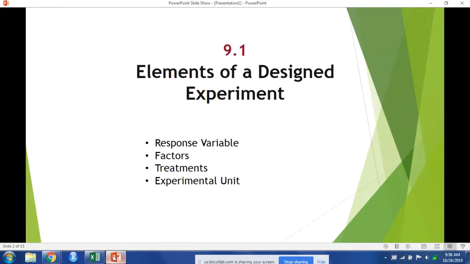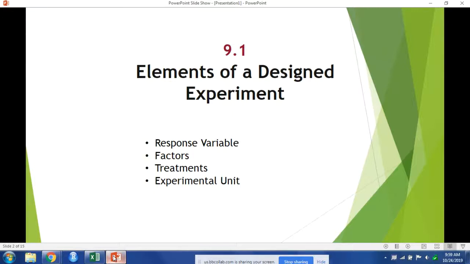So let's start by defining different parts of an experiment. The response variable is the variable of interest to be measured in the experiment. We also refer to the response as the dependent variable. Typically, the response-dependent variable is quantitative in nature.